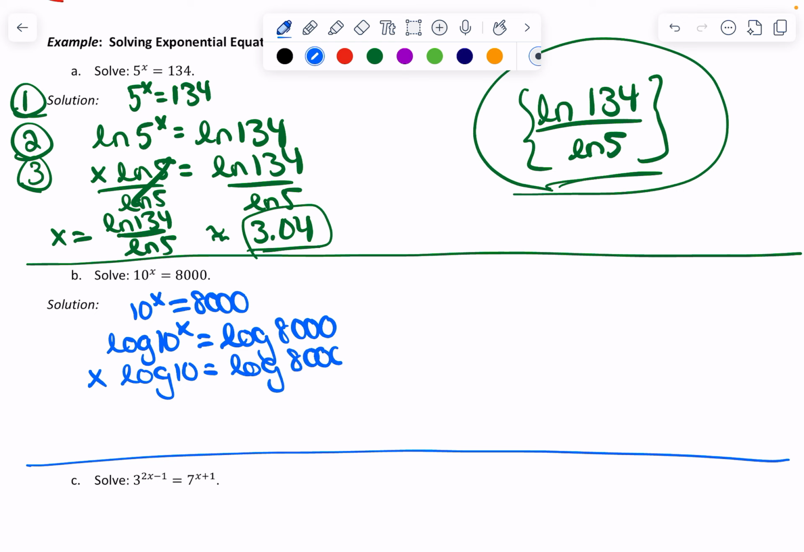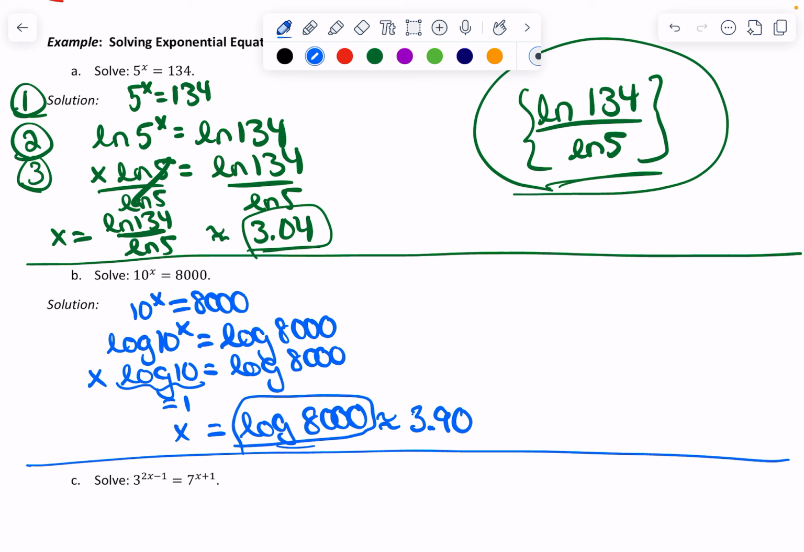and we divide. Well, here's the thing though. We know that this equals 1, right? So if we divide by 1, we're still going to get log of 8,000. And if we plug the common log of 8,000 into the calculator, we get 3.90. So this is the more accurate answer. So our answer is going to be common log of 8,000 with the braces.